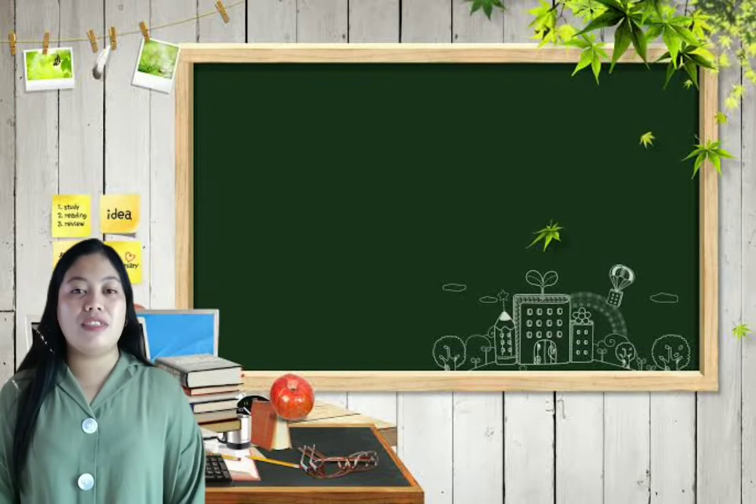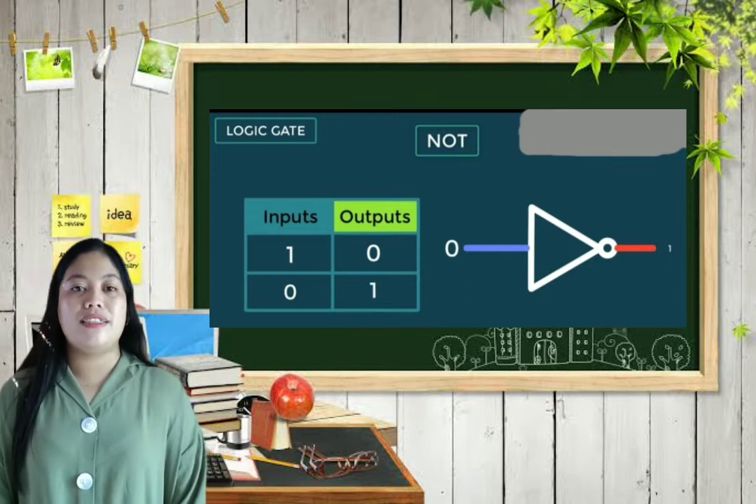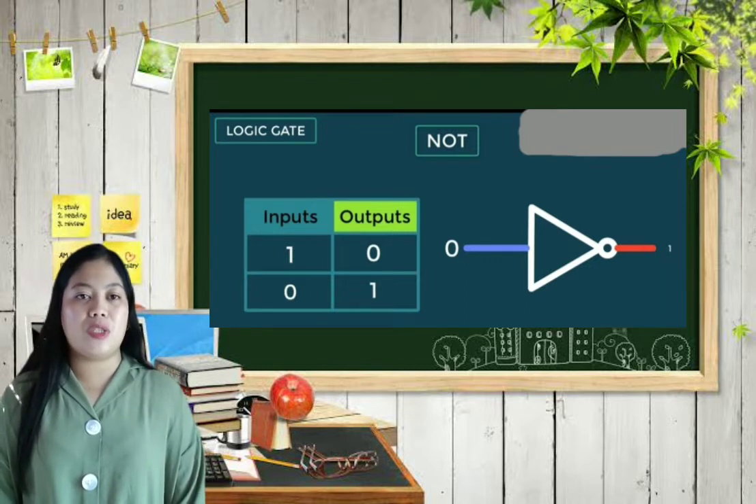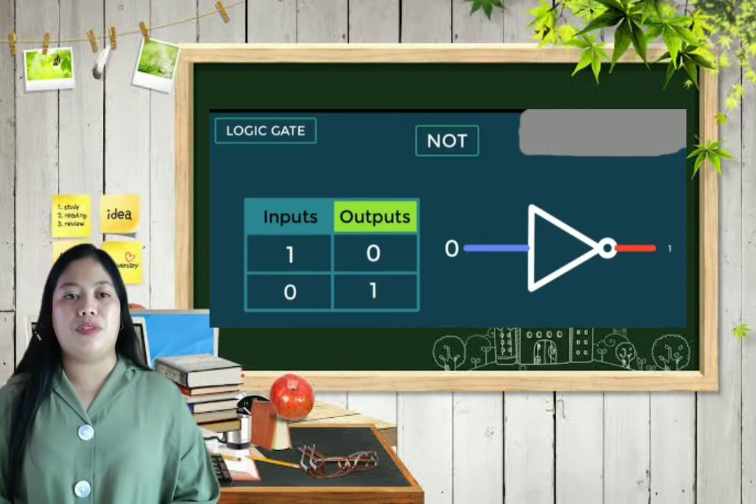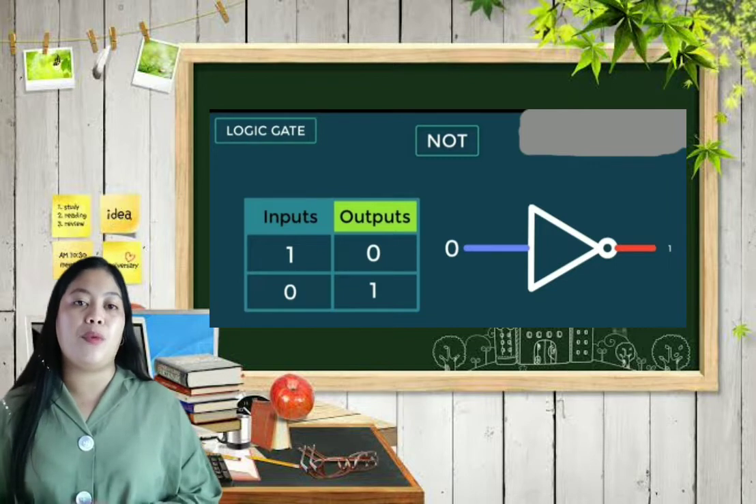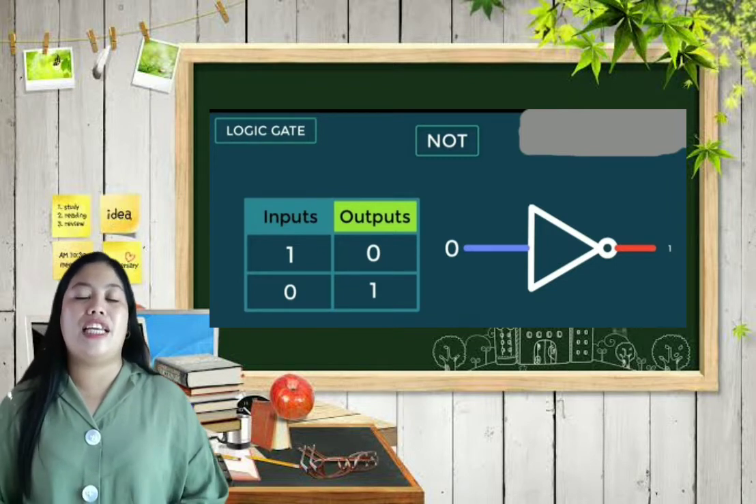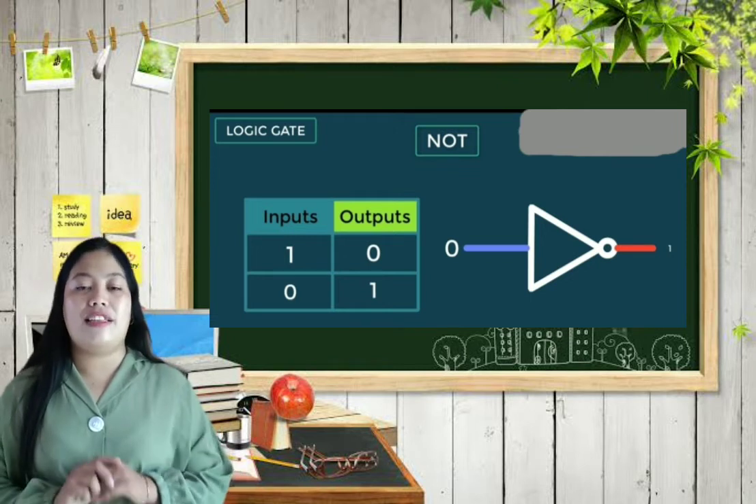Next, we will see how NOT gate works. An inverter or NOT gate is one that outputs the opposite state of what is input. It has only one input and one output. If you provide input signal 0, the output will be 1. And if you provide an input signal 1, the output will be 0. This is how NOT gate works.